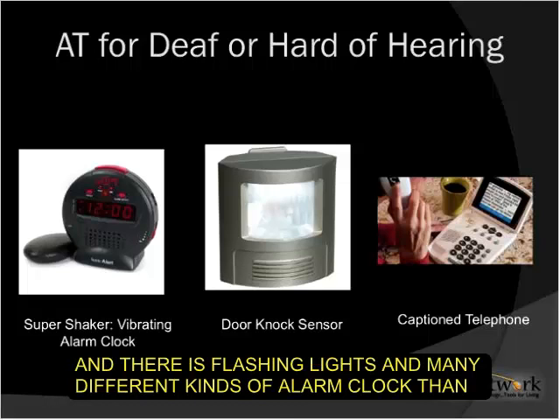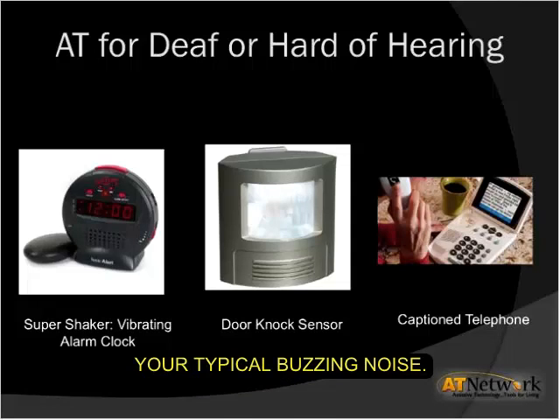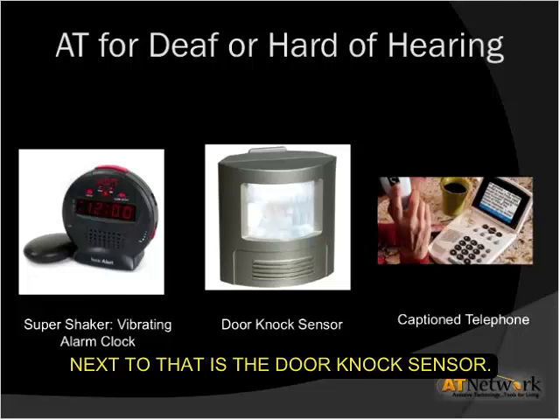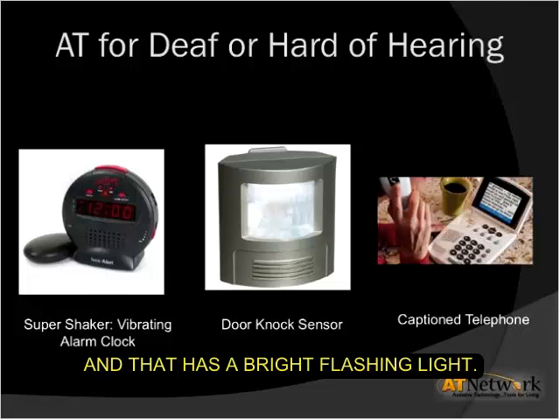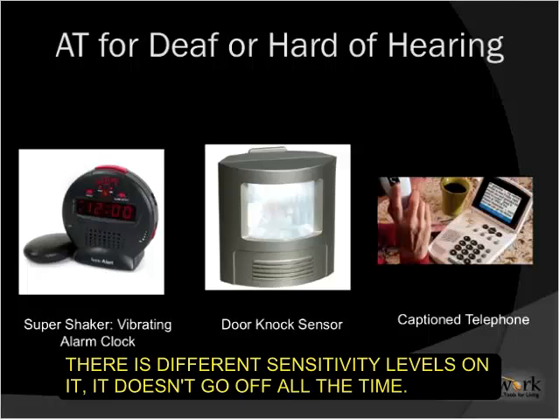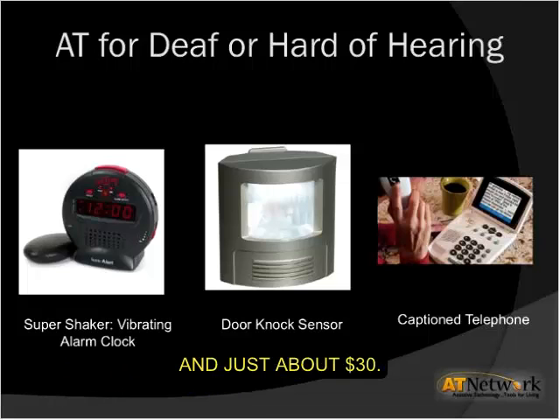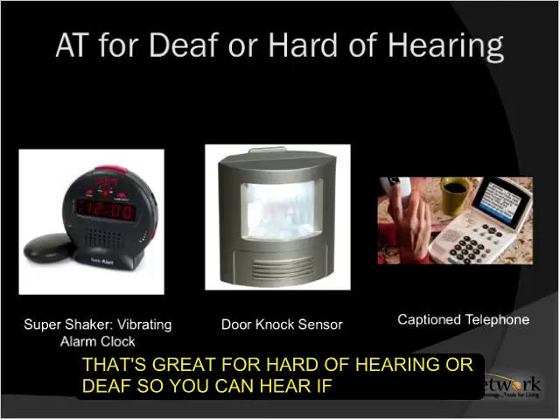There's also flashing lights, many different kinds of alarm clocks rather than your typical buzzing noise. Next to that is the door knock sensor, and that has a bright flashing light. There's different sensitivity levels on it, so it doesn't just go off all the time. It's also just around $30, so that's great for hard of hearing or deaf, so that you can hear if someone's at your door.